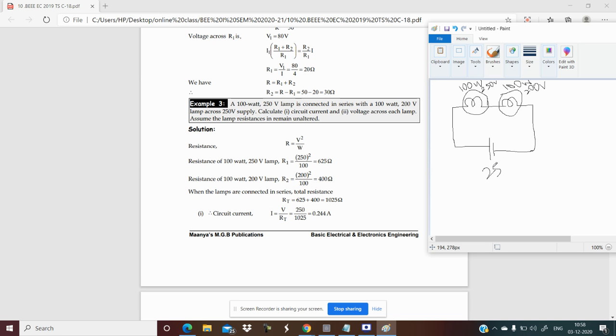So now our source voltage is 250 volts. We have to calculate the current flowing through the circuit and the voltage drops, that is V1 and V2, the voltage drop across each lamp. And assume the lamp resistances remain unaltered. So it is given that R is unaltered. Okay.